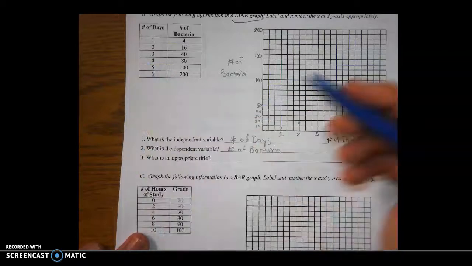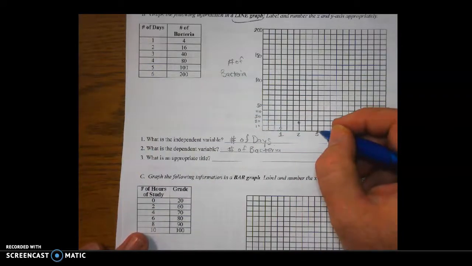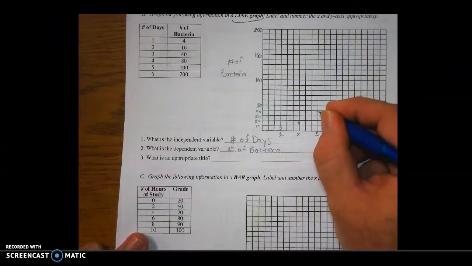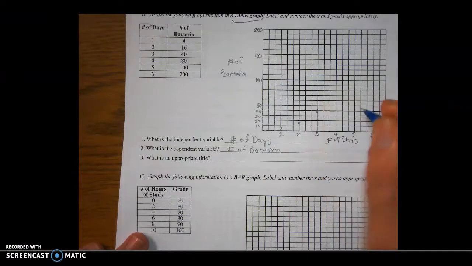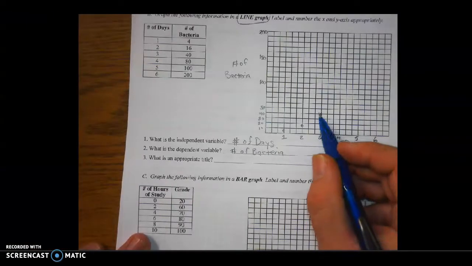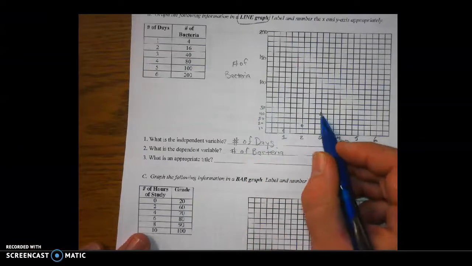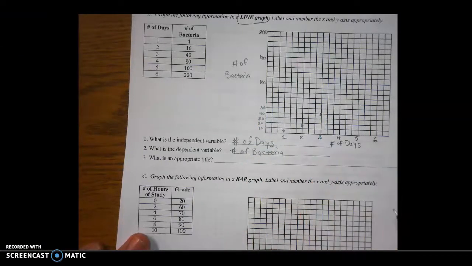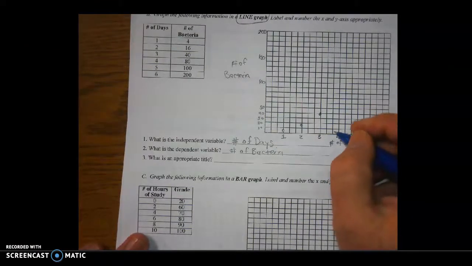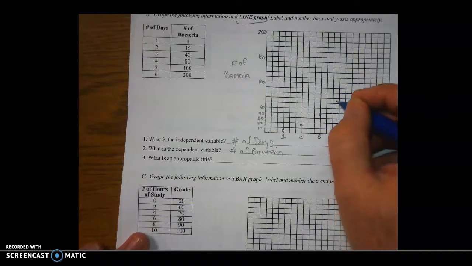On day 3, we've got 40 bacteria. So we're going to go 10, 20, 30, 40 bacteria. Or you can do it this way, go up and then over to find 40, find where they meet, and you put your point. On day 4, we've got 80 bacteria, so there we go, up, up, up, and then there's 100, so that must be 90, and that must be 80. 80's right there.